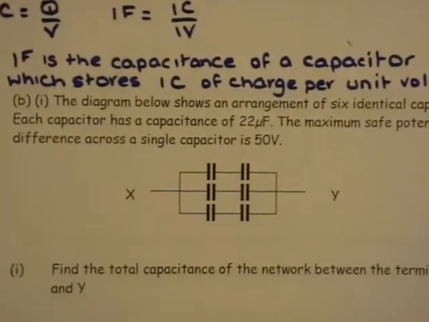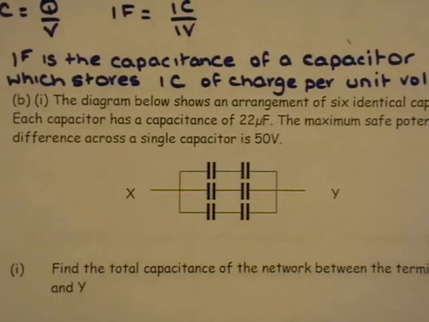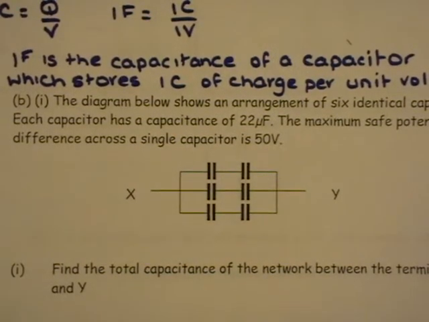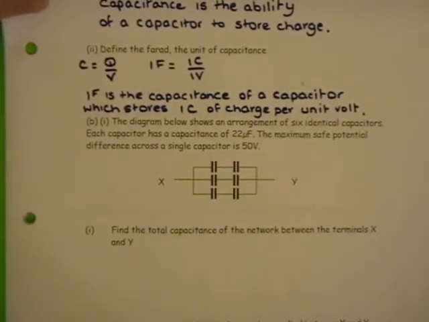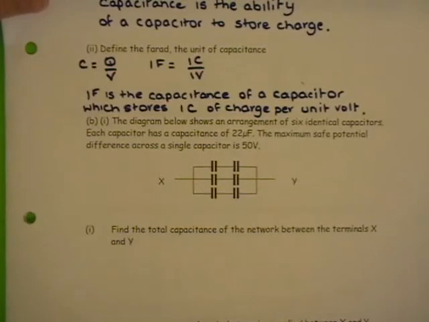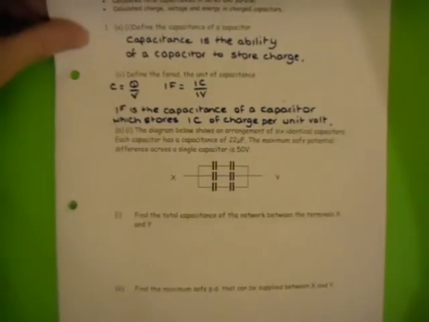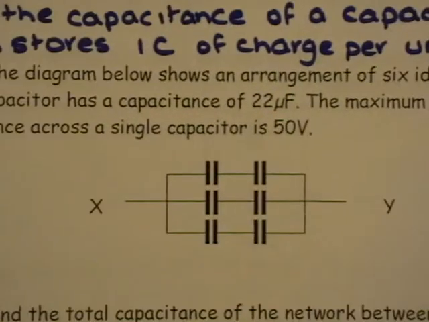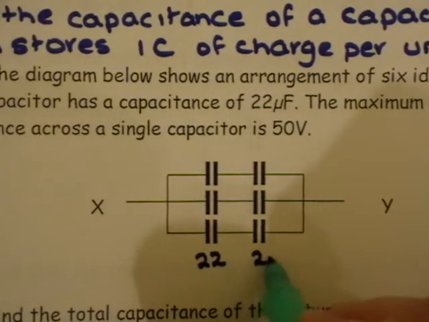B, Part 1, the diagram below shows an arrangement of 6 identical capacitors. Each capacitor has a capacitance of 22 microfarads. I'll just go out a wee bit so you can see the whole thing. The maximum safe potential difference across a single capacitor is 50 volts. Find the total capacitance of the network between the terminals X and Y. So we'll just go in again there. So there's X and Y. Each of them is 22 microfarads.